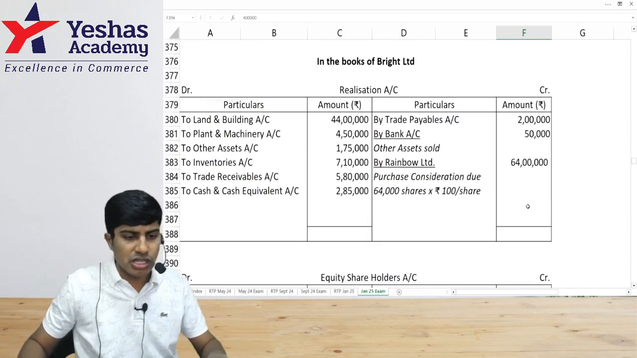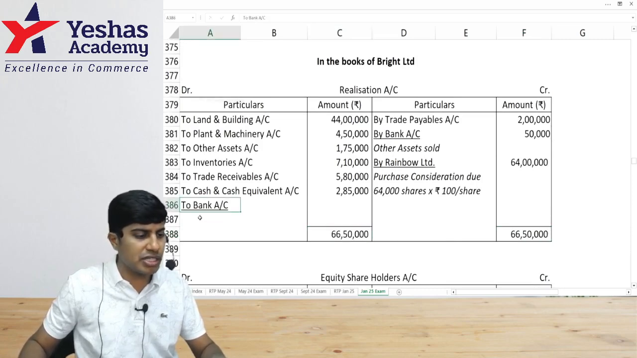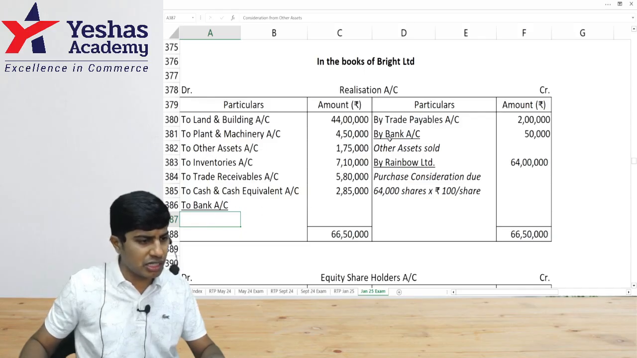Next, I should close my realization account, identify profit or loss to transfer to shareholder. Check the totals here. 64, 66, 66 lakh 50. Deduct all of this, identify the profit. Yeah, this is the consideration from other assets. Correct? No. This is our realization profit or loss.